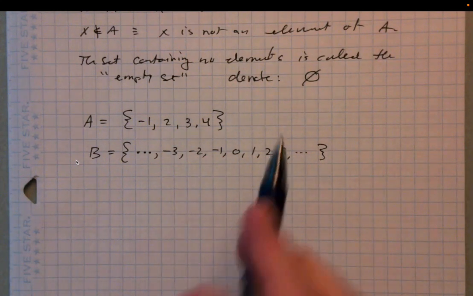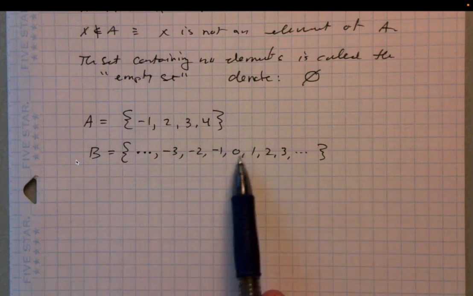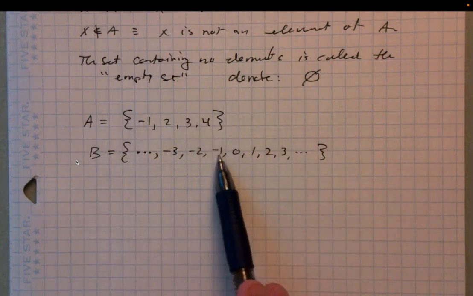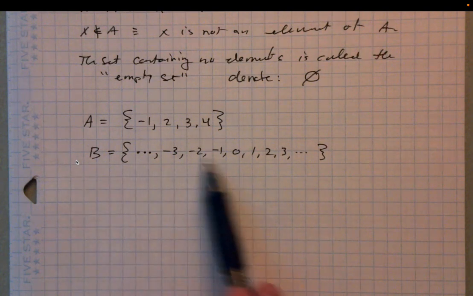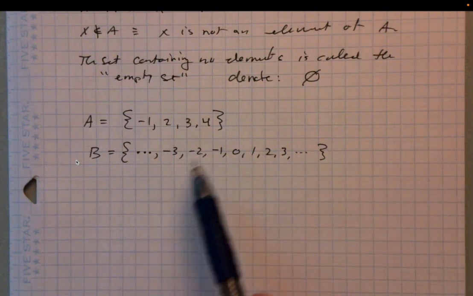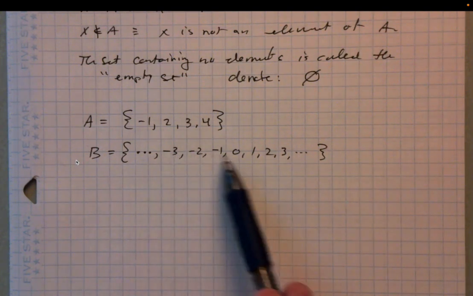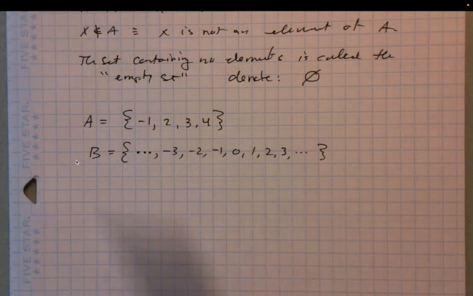This will be something you've probably seen. This indicates that we're talking about the entirety of the integers. We obviously can't list all of the integers as there are infinitely many, but the indication here is that the pattern continues in either direction. So this would be just listing the elements of a set.